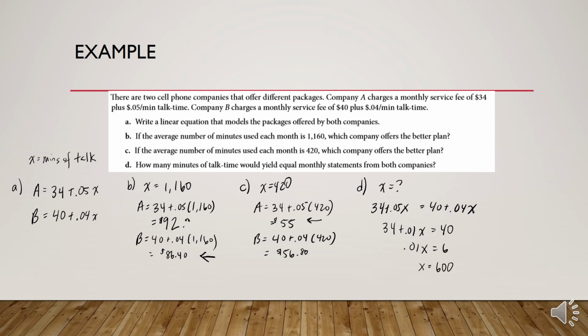So it looks like if you talk 600 minutes a month, then both of these plans will give you exactly the same amount of money that you would have to spend.